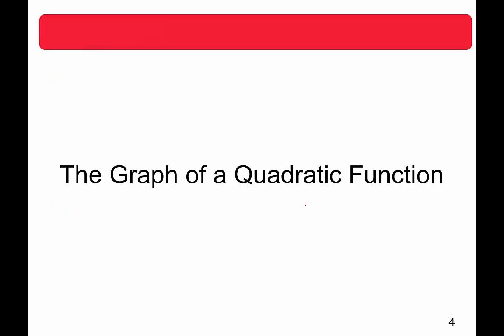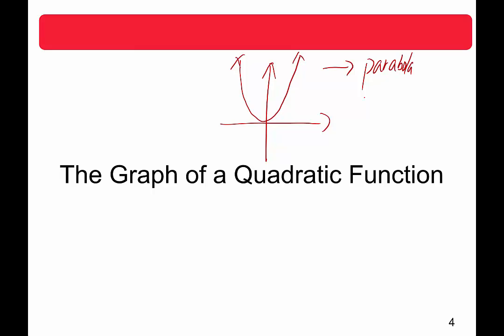First of all, let's take a look at the graph of quadratic functions. It either opens upward. There are two major categories. We call this graph a parabola. This one opens upward. And then we also have a parabola that opens downward.